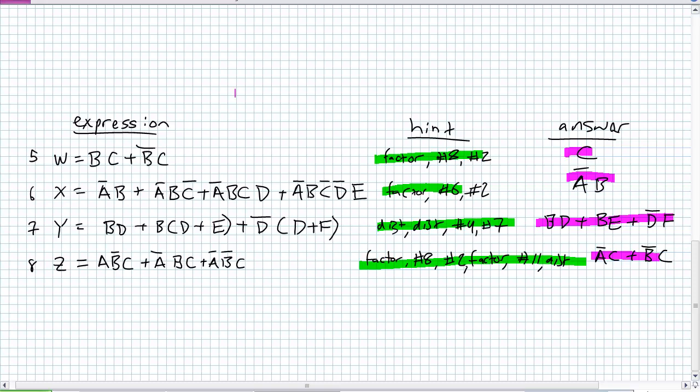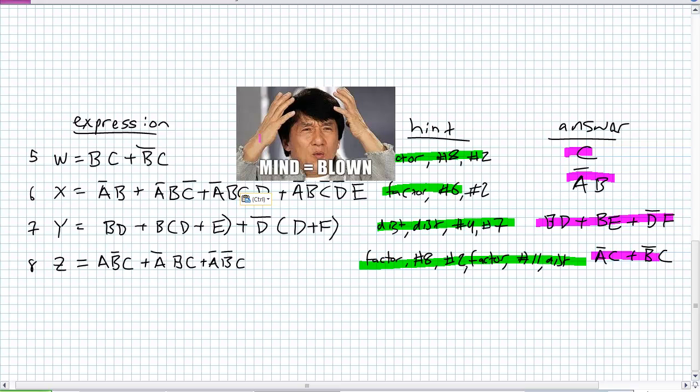You know, this is not easy. This may be you right now. Don't worry about it. The first time through is a little confusing. All you got to do is stay organized. Have those expressions written. The more you do this, the easier it becomes.